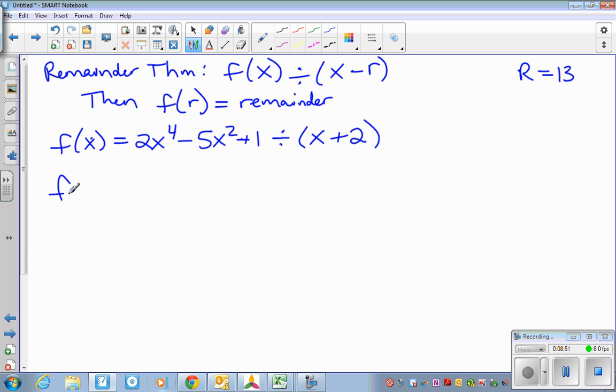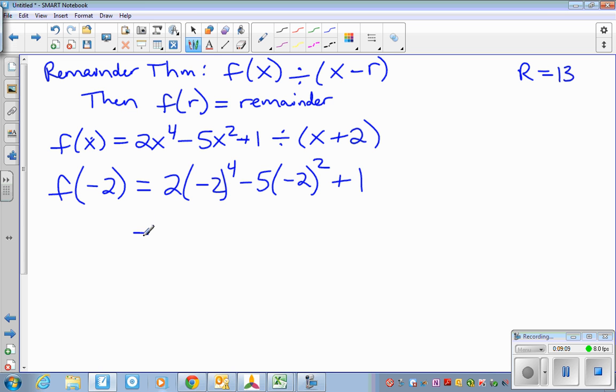We can just do f of, now again, x minus what number? So it has to be negative 2. We're going to plug in negative 2 here. We're going to get 2, negative 2 to the 4th, minus 5, negative 2 squared, plus 1. Don't forget that you need parentheses if you do this in your calculator. And this is going to be positive 32. This is going to be minus 20 plus 1. And that, in fact, is 13. So for some of your homework problems where it only asks the remainder, all you have to do is plug in the number there.